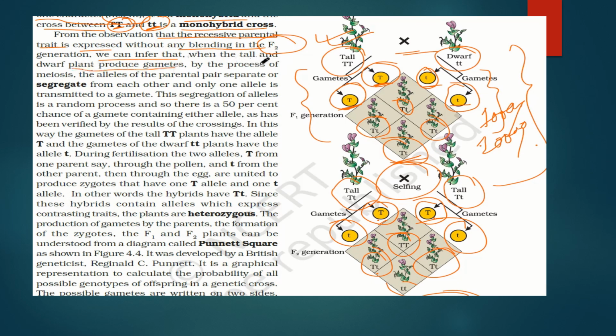So now, without any blending in the F2 generation also, what we can infer is that when the tall and the dwarf plant gametes are produced by the process of meiosis or cell division, the alleles of the parental pair separate or segregate from each other and only one allele is transmitted to the gamete. So from one parent, only one gamete is coming to the next generation, pairing with one another. So they are segregating, separating from each other, and only one is transmitted.